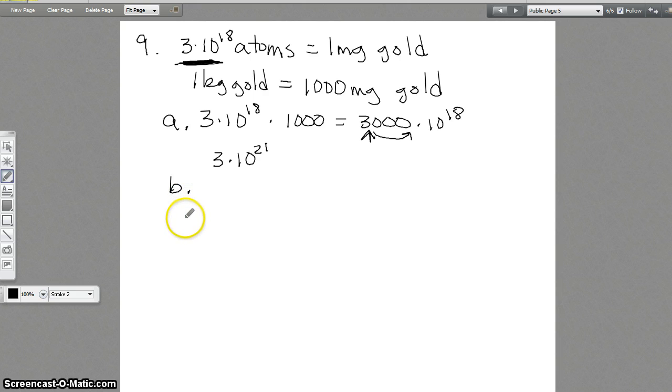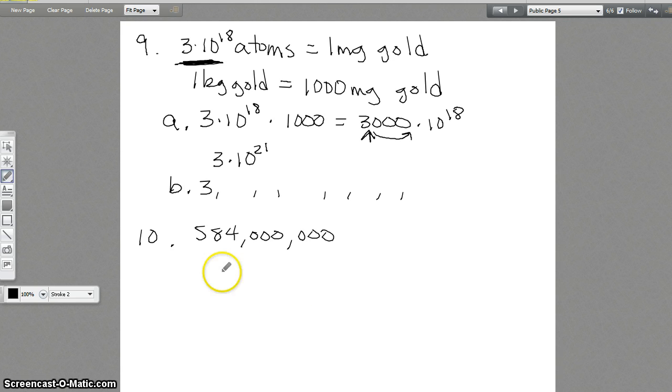For part B, it says write the number in decimal form. So we're going to write a 3 with 21 zeros after it. I'm not going to write all that out, but you can do that. Write a 3 with 21 zeros after it. Okay, number 10, real quickly. In 1 year, the Earth travels 584 million miles in its orbit around the sun. 584 million is this. And then you have to write that in scientific notation.